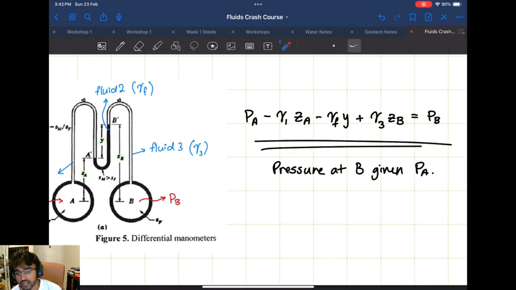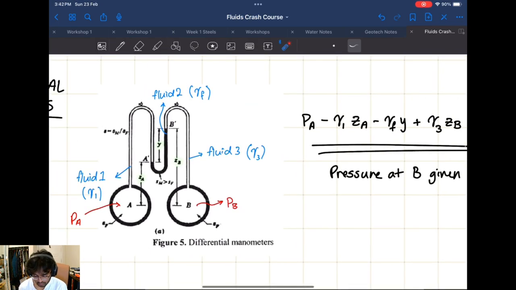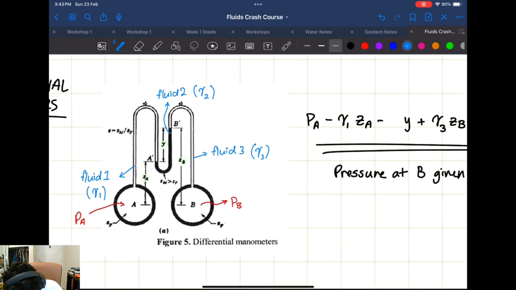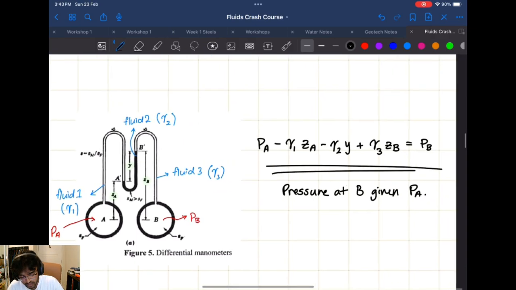So you might be thinking, how did we get to this equation, right? We're trying to find the pressure at point B given the pressure at point A. So based off this diagram, the only thing that we know is that fluid 1 has a unit weight of gamma 1, fluid 2 has a unit weight of gamma 2, fluid 3 has a unit weight of gamma 3, right? This is what's given in the diagram. You know what, I'll change this to 2 to make it a bit easier to understand. So 2, and then therefore this will be 2 as well. Okay.